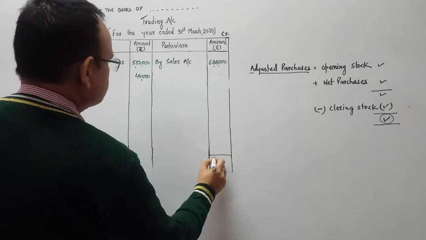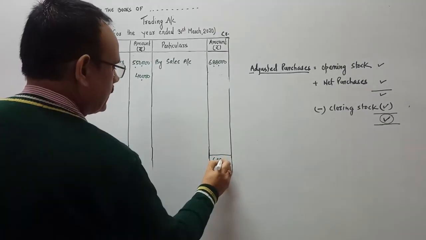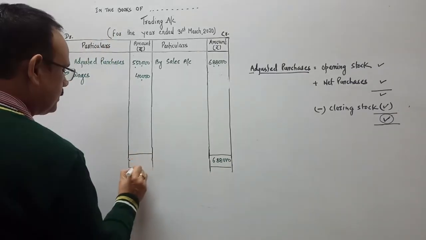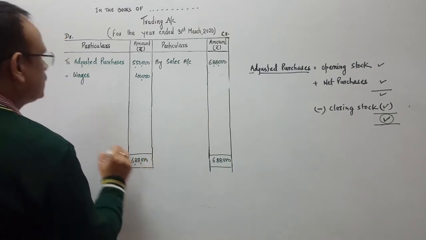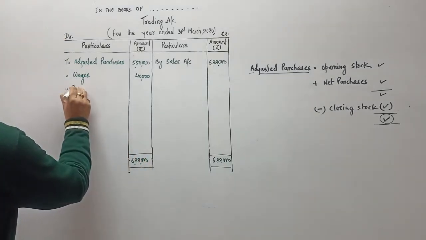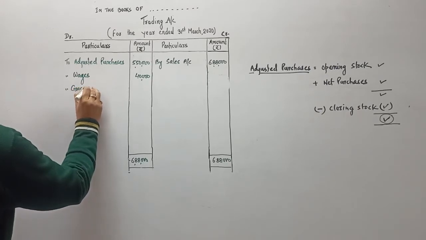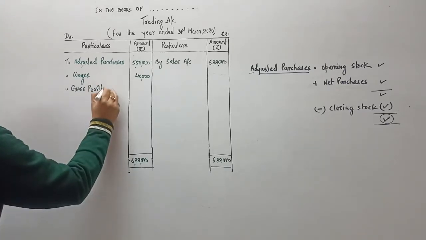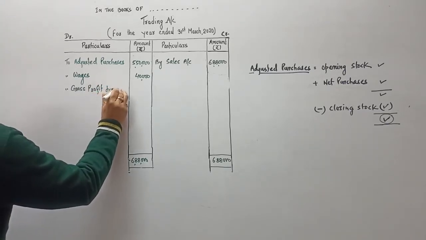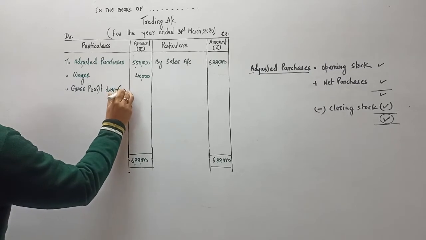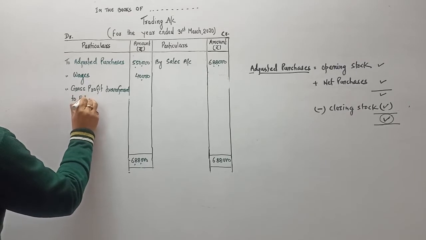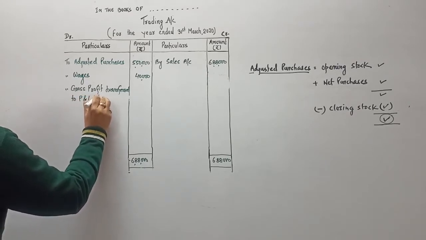This side total is 6,88,000, the credit side total. And the difference will indicate 6,88,000. Difference will indicate what? Difference will indicate the gross profit. And this will be transferred where? Gross profit transferred to profit and loss account.